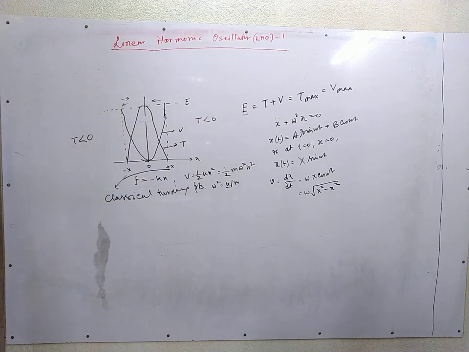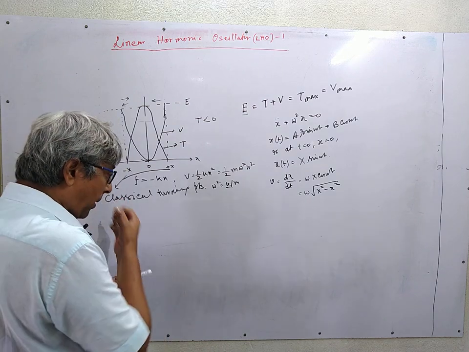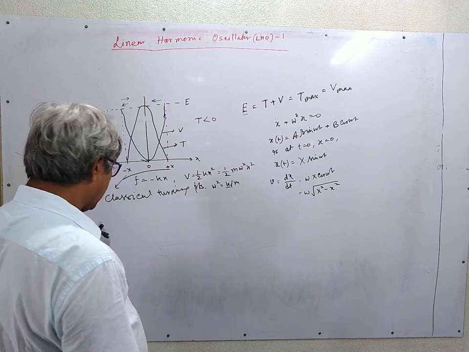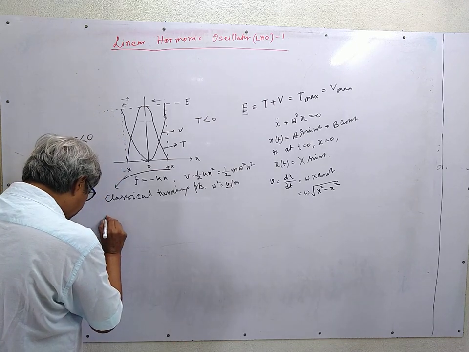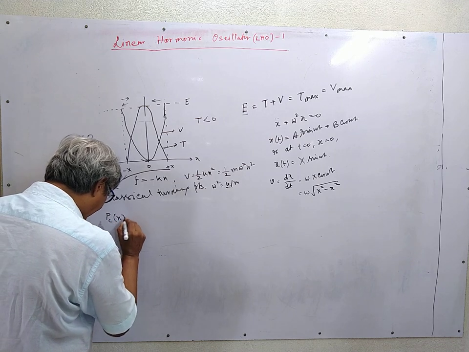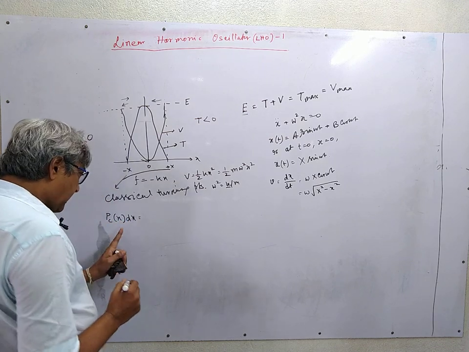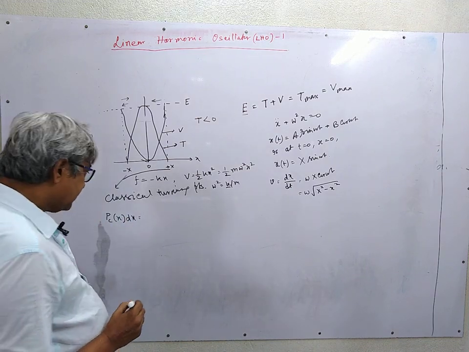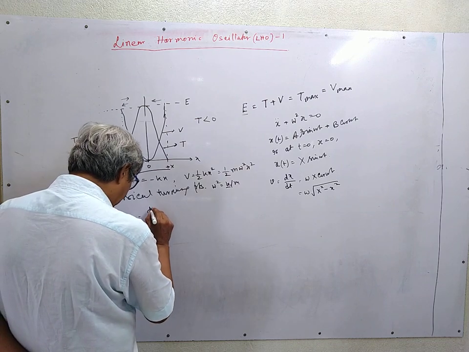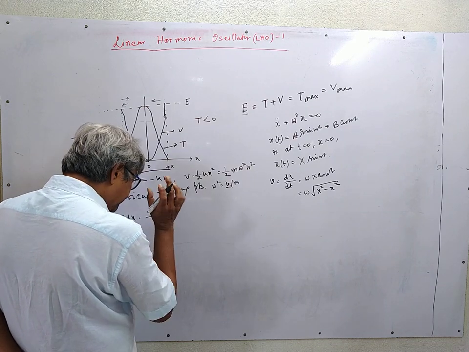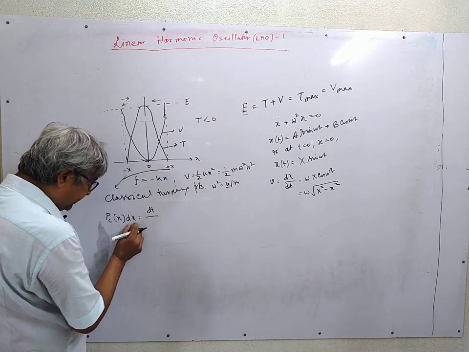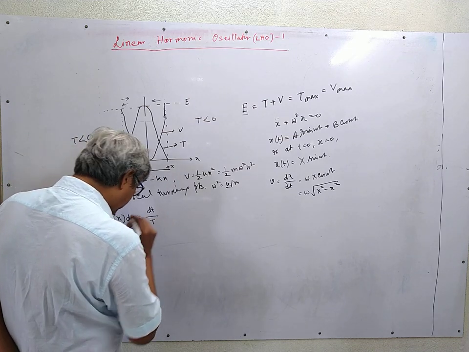Now I come to the probability, because in quantum mechanics one talks about position probability. So we want to see what is the corresponding classical prediction. The classical prediction P_c of x dx is the classical probability of finding the particle between x and x plus dx. This is given by the time delta t over which the particle is within distance dx divided by total time.